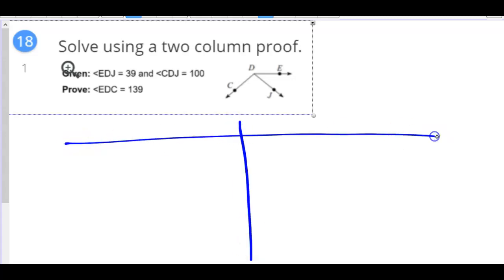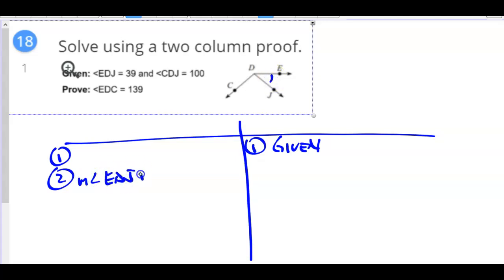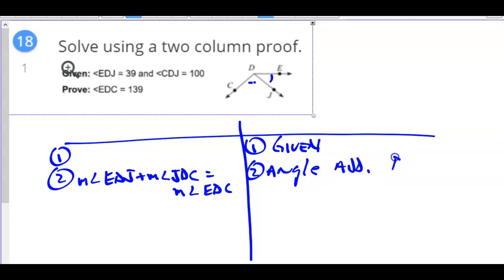All right, same proof, but now we're doing angles. So I'd like to see the first one given. I'm not going to rewrite that. The second thing, I would say the measure of angle EDJ plus the measure of angle JDC equals the measure of angle EDC, the big one. Small plus small equals big. And that is called the angle addition postulate.